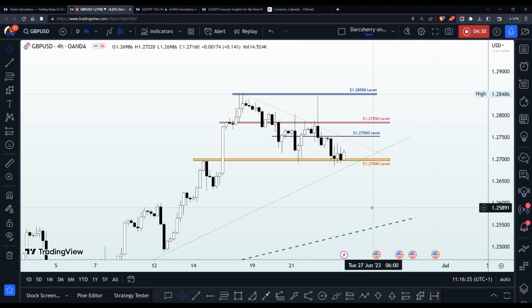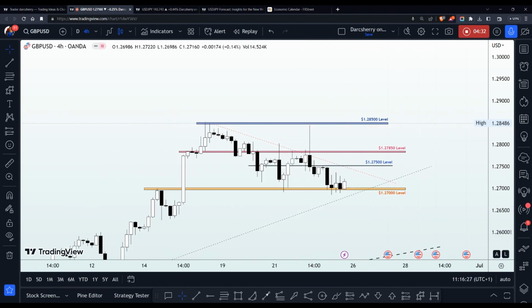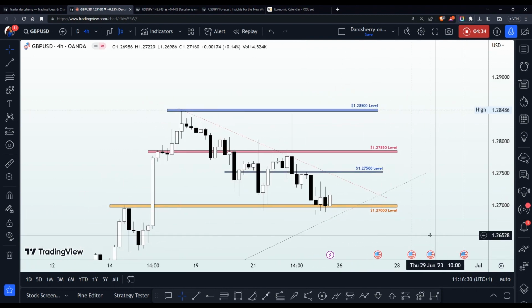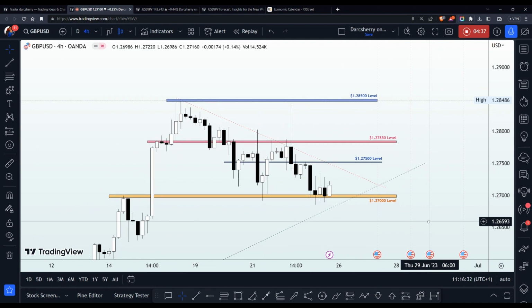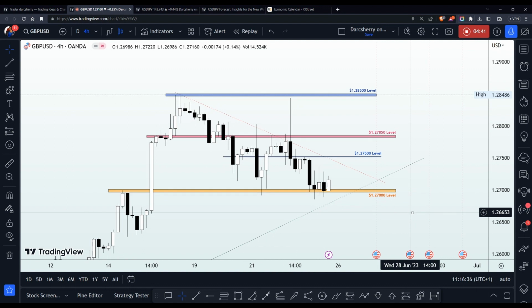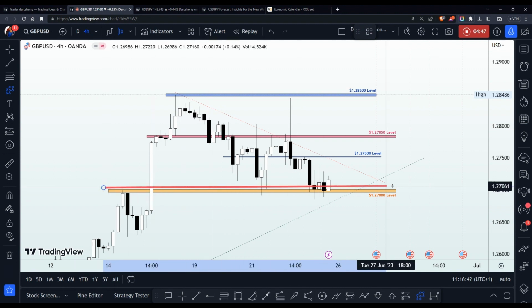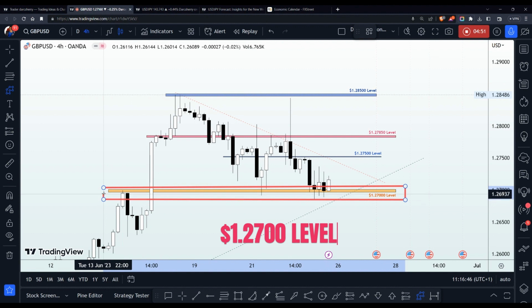And if you zoom further into the current structure here, I was able to identify a couple of levels that I think we can use to guide our trading activity for the week. And one of these levels here is our key level, which will be serving as a major determinant of price action for the week. And it is situated along the 1.2700 level.